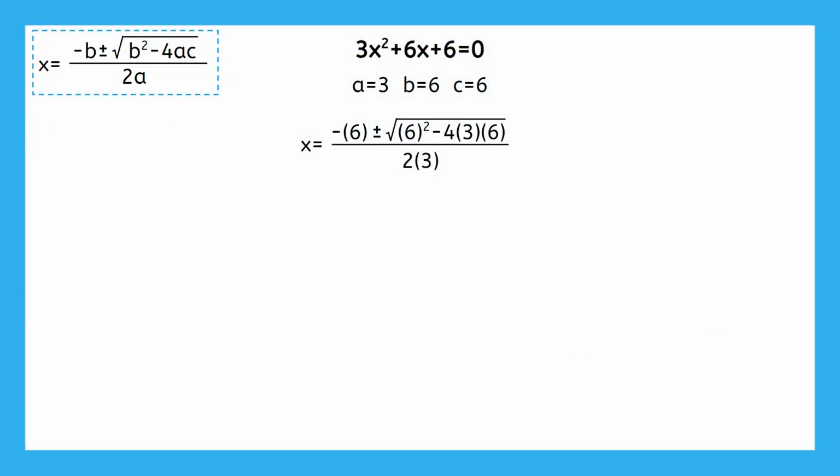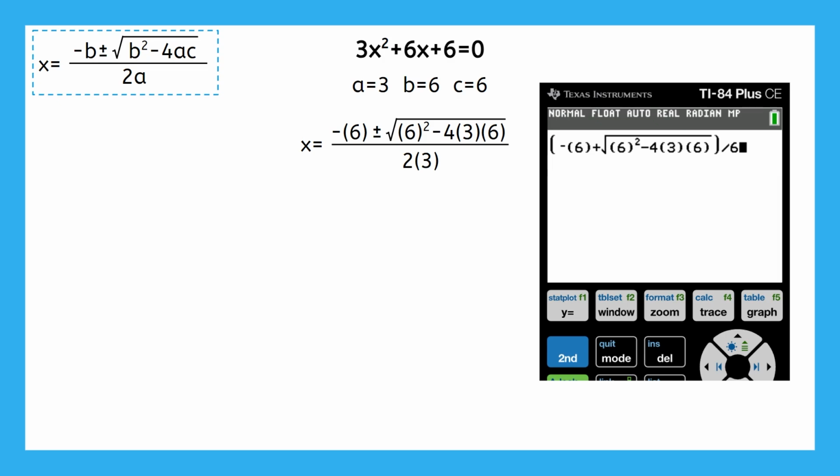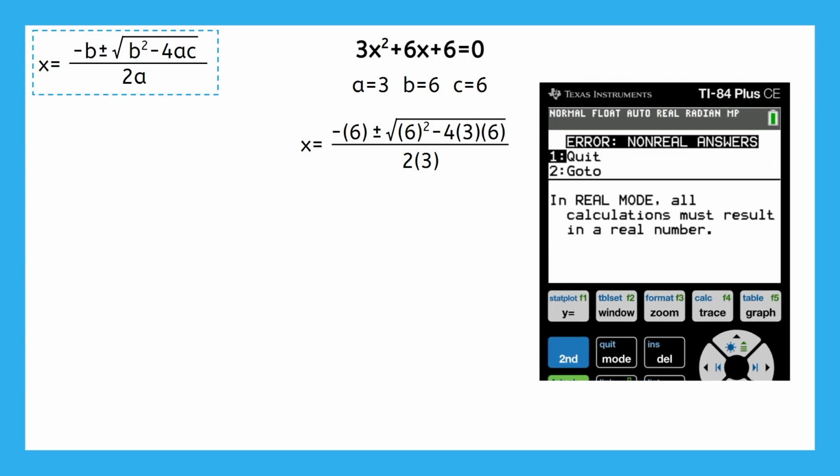So last night I was practicing solving quadratic equations using the quadratic formula, and I got stuck on this problem. 3x squared plus 6x plus 6 equals 0. This is how I typed it into my calculator. By the way, to make it easier to type in, I went ahead and multiplied the numbers in the denominator to get 6. Anyway, every time I type it into my calculator, I get this error message.